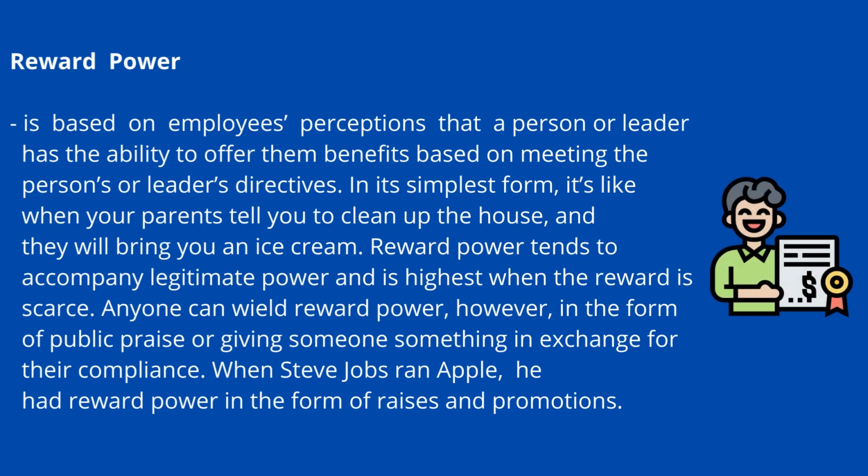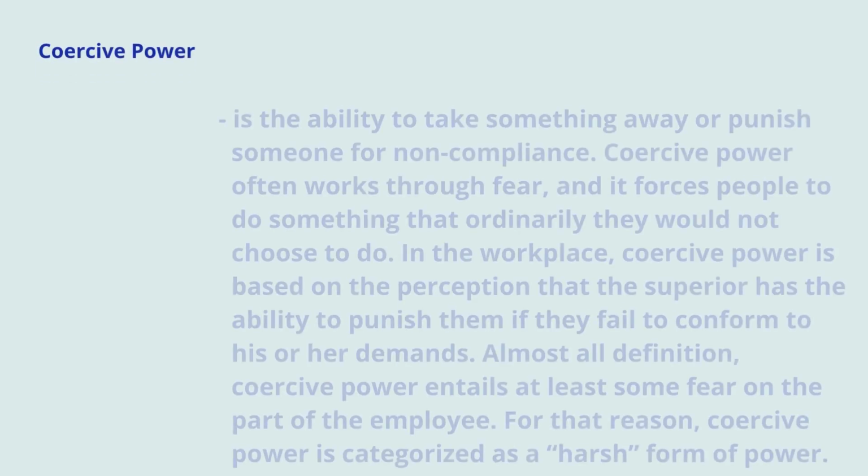Two, the so-called reward power. Reward power is based on employees' perceptions that a person or leader has the ability to offer them benefits based on meeting the person's or leader's directives. In its simplest form, it's like when your parents tell you to clean up the house and they will bring you an ice cream. Reward power tends to accompany legitimate power and is highest when the reward is scarce. Anyone can wield reward power, however, in the form of public praise or giving someone something in exchange for their compliance. When Steve Jobs ran Apple, he had reward power in the form of raises and promotions.